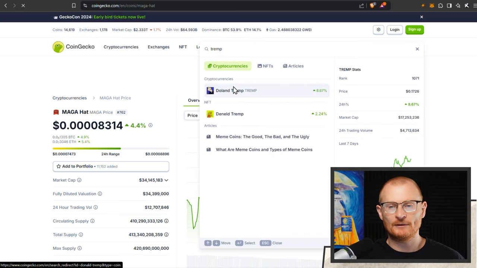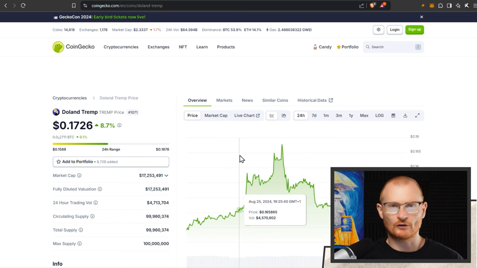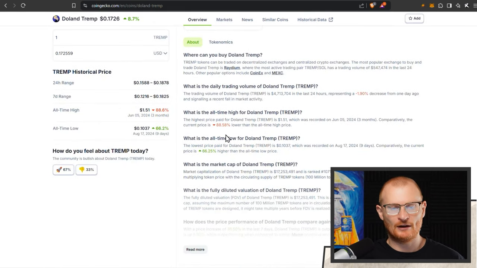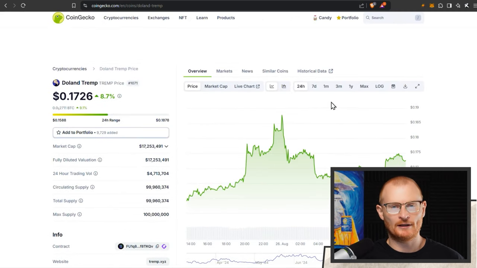So this has gone up a little bit and the market cap's still low at 17 million. It's probably not going to have the best tokenomics in terms of distribution. It's down considerably from its all-time high, but something like this I think is worth buying. So let's go to Jupe.